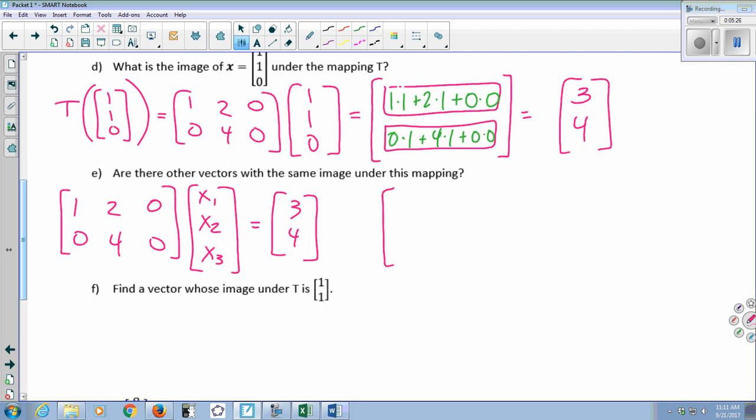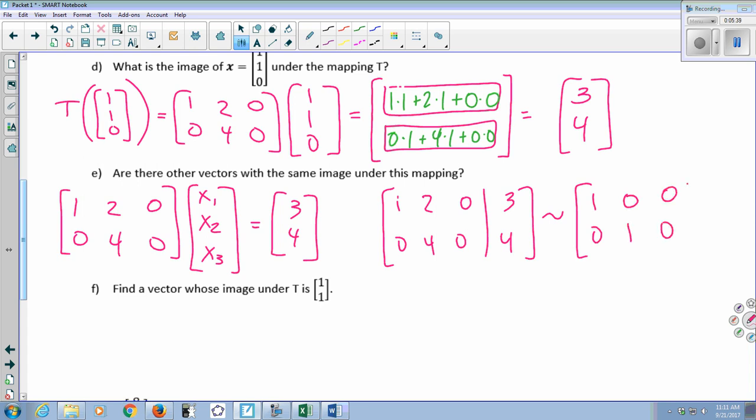So you would do 1, 0, 2, 4, 0, 0, augment with 3, 4. Row reduce it with technology. You get 1, 0, 0, 1, 0, 0, 1, 1. So this just says that x1 has to be 1, x2 has to be 1. It doesn't say anything about x3, the x3 column tells me nothing, right? x3 is a free variable.